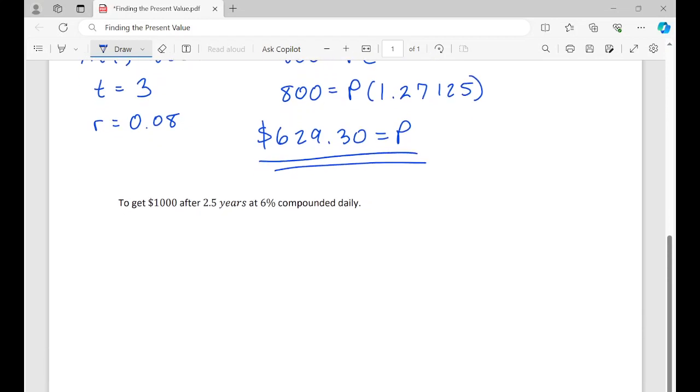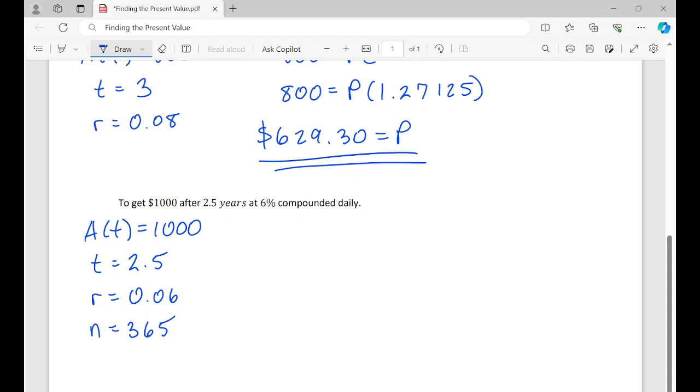Now let's do the last one. To get $1,000 after 2.5 years at 6% compounded daily. So again, we know it's a compounded period of daily, so 365 days in a year. So our future amount, A of t, is going to be 1,000. t is going to be 2.5 years. Our rate is 6%, so 0.06. And the compounded period says daily, so we're going to ignore leap year, and we're going to say it's 365.